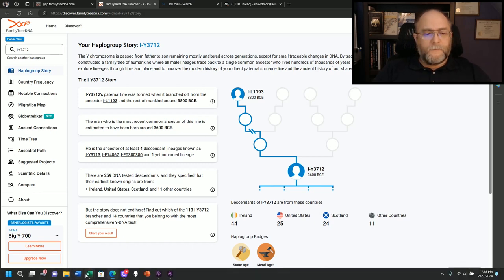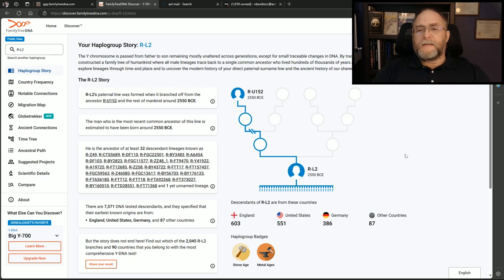Let's grab another one. Now this is R-L2. You could have actually done this as a SNP test, because I know some people have done this L2 as a plain SNP, but this is through Family Finder. It says 2550 BCE at 2000, so about 4,500 years ago is when that one formed. The data, these are confirmed haplogroups until you do a Big Y.